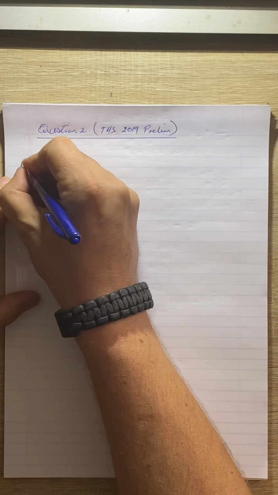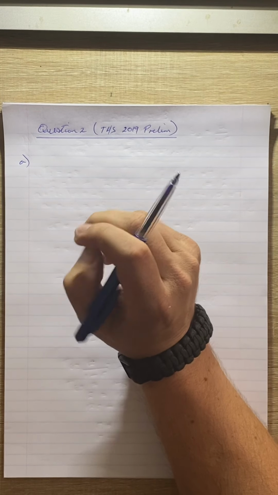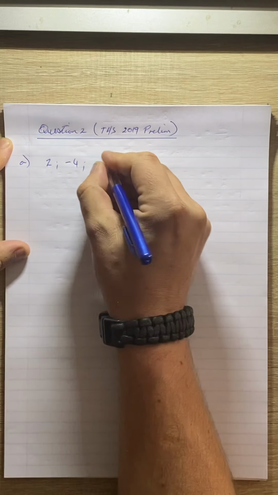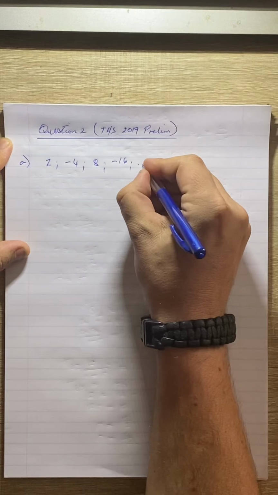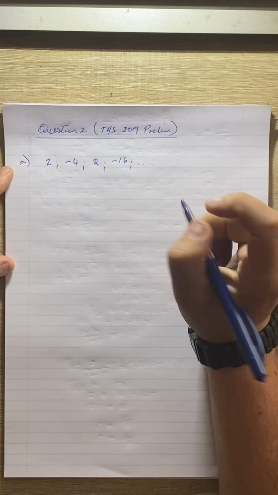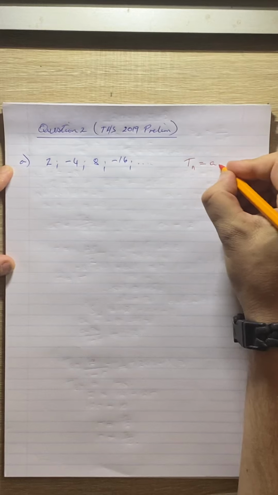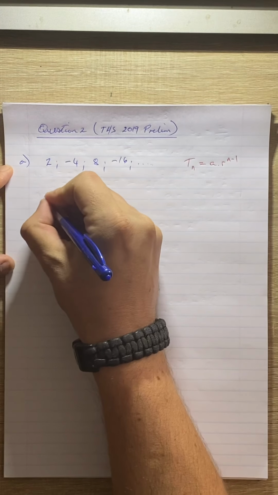Question A is saying the following geometric sequence is given, and it goes on and on. Determine T12. Because this is a geometric sequence and we have to find a particular term, we're going to be using this formula here. First things first, I need to find out what R is equal to.